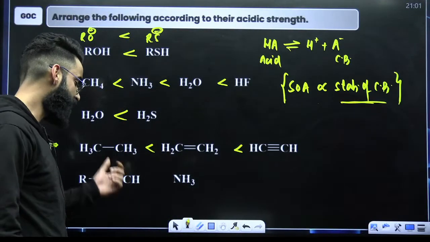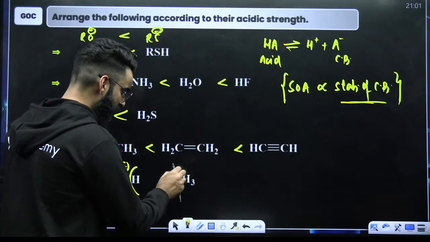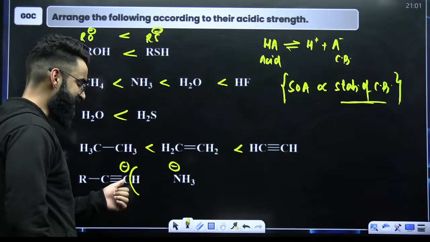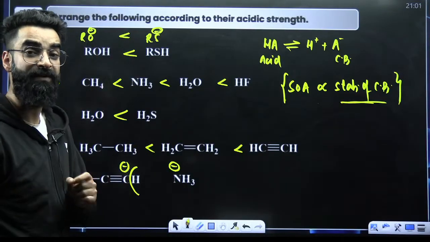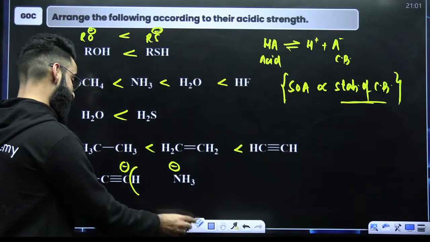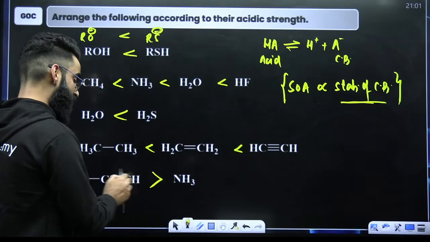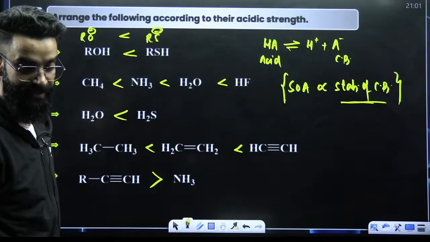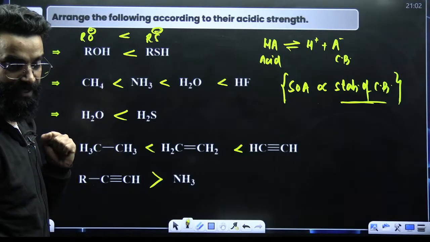Now, here also, if you take H positive out, carbon carrying negative. If you take H positive out, nitrogen would be carrying negative. This is sp hybridized carbon. This is sp3 hybridized nitrogen. And electronegativity of sp hybridized carbon is more. So the conjugate base which we get here in the first case will be more stable. More stable the conjugate base in the first case, stronger is going to be the acid. So 1 would be greater than 2. I hope this is super clear to everyone.